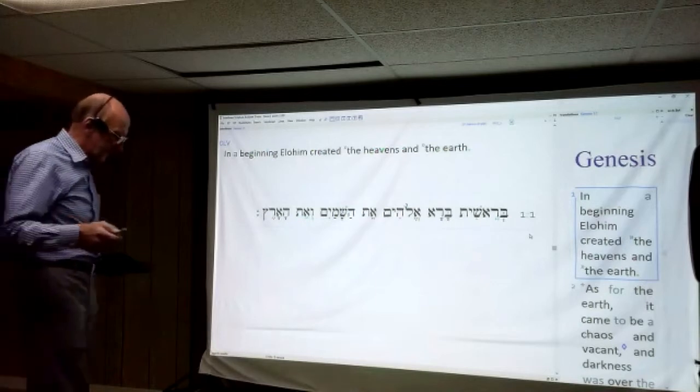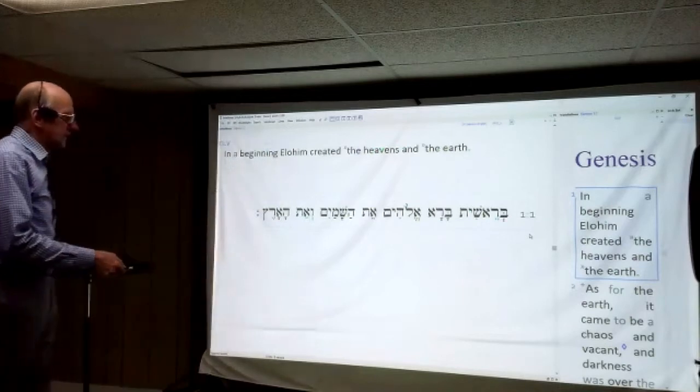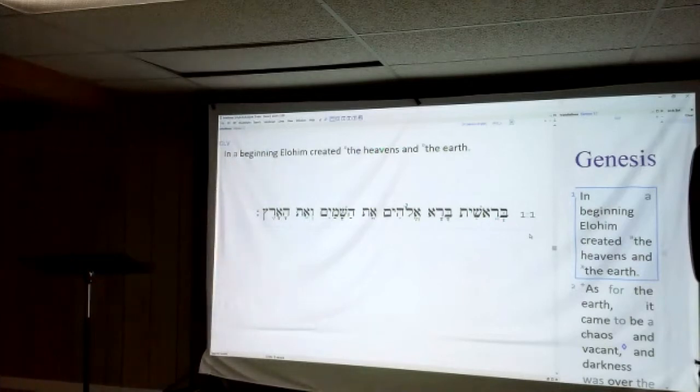The patach. Okay, so if it's got a patach underneath it, then it's in the, or with the, or by the, because it's contracted with the hey. So if there's a patach underneath the bet, it's in the, with the, or by the. But if it's got the sheva underneath it, then it's in, with, or by. So this is in. Now we know that's a prefix, okay?